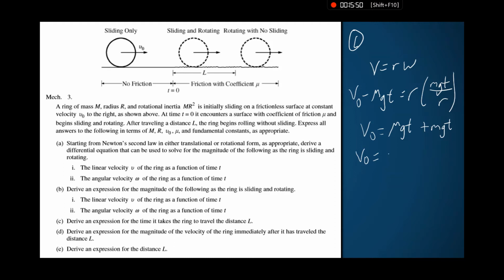Is there anything else I can factor out? What else? There we go. Mu g t and mu plus mass. Okay. And we've got an equation for t.